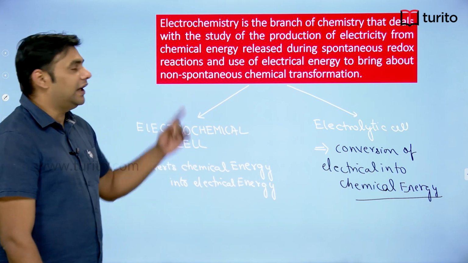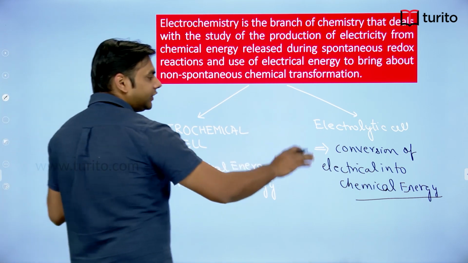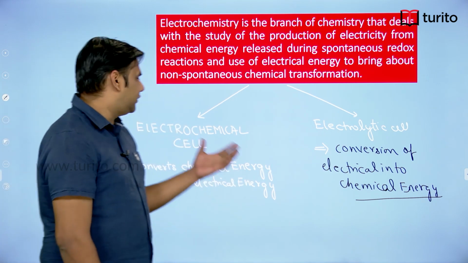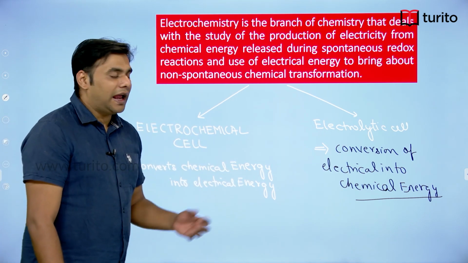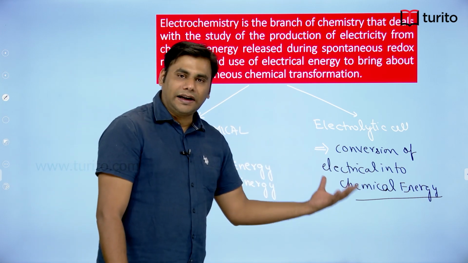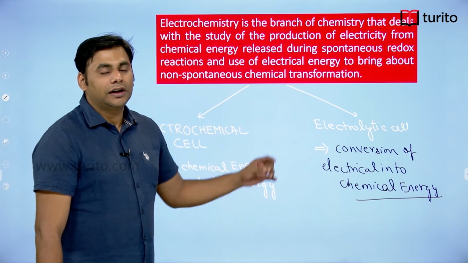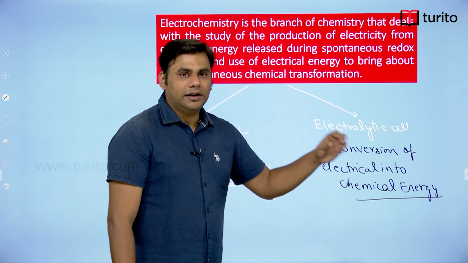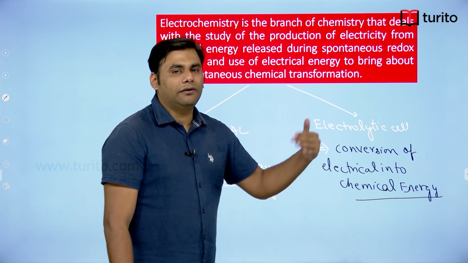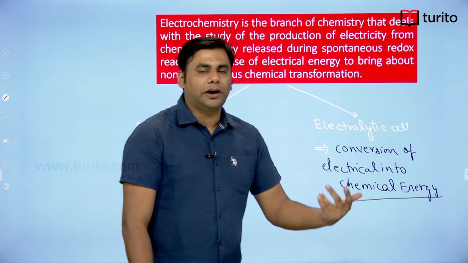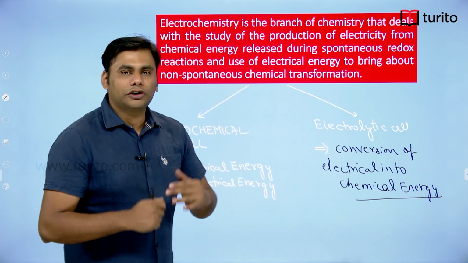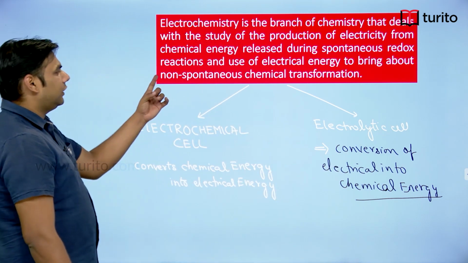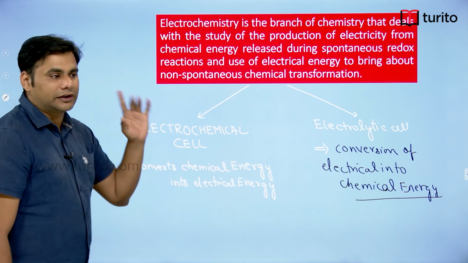Okay. So basically electrochemistry deals with these two branches: the conversion of chemical energy into electrical energy, which is done through an electrochemical cell, and the conversion of electrical energy into chemical energy, which is done through an electrolytic cell, where we pass electricity through an aqueous solution and cause the breaking of that particular compound. A non-spontaneous reaction can also take place through this. So that's what is written over here. Hope this is clear to you.